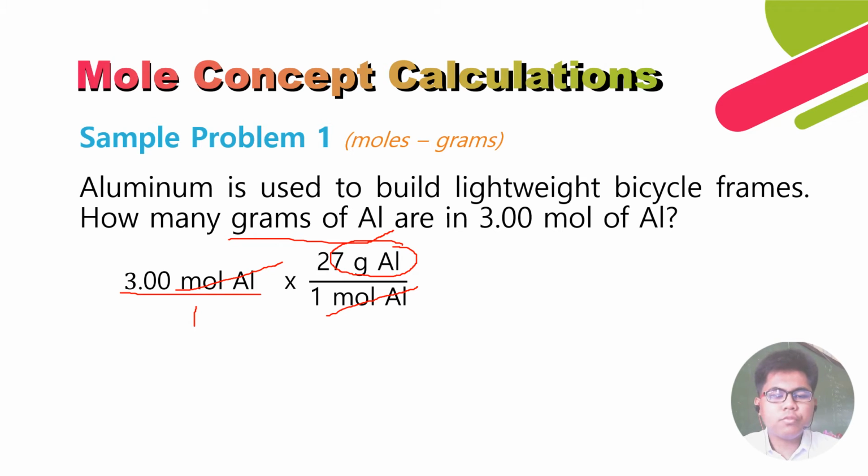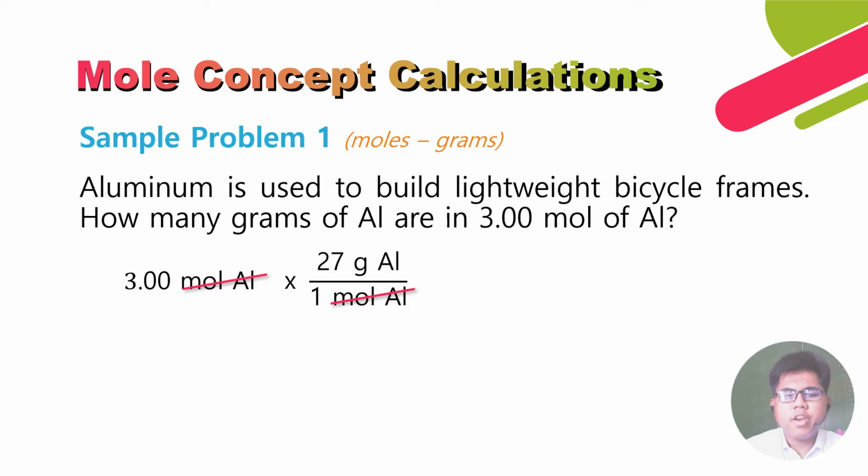You need na lang to perform the indicated operation, which is you have to multiply 3 to 27 and then divide it by 1. So, what's gonna be the answer? Very good. We have 81.0 grams of aluminum.